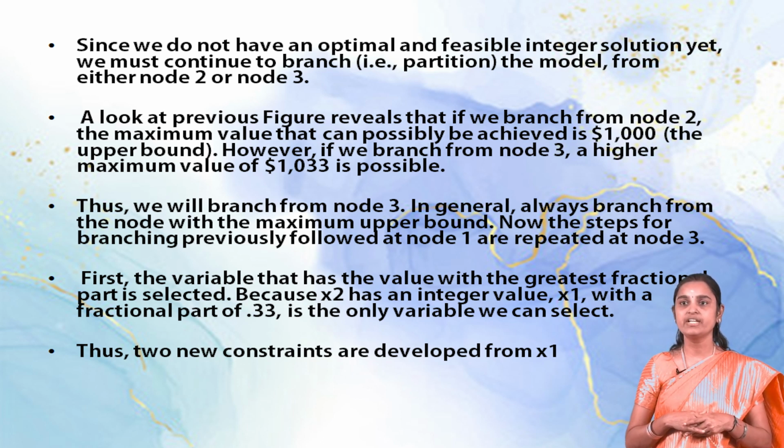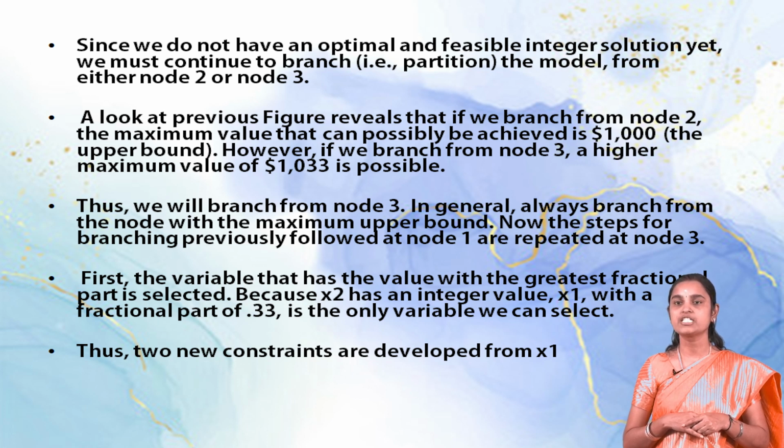A look at the previous figure reveals that if we branch from node 2, the maximum value that can possibly be achieved is $1000. However, if we branch from node 3, a higher maximum value of $1033 is possible. Thus, we will branch from node 3. In general, always branch from the node with the maximum upper bound.